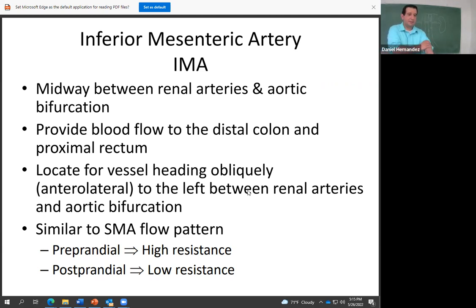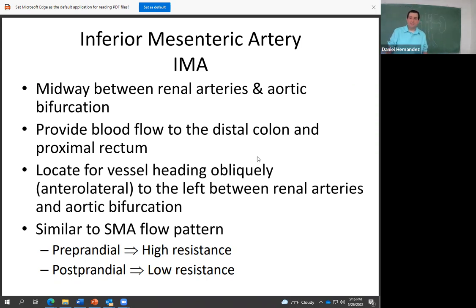So we look for the vessel heading obliquely and anterolaterally to the left between the renal arteries and the aortic bifurcation. What that means is it's going to arise anteriorly and slightly laterally to the left. It's easier to find this vessel in transverse and then turn on it. When you get down to around the level of the SMA in transverse, you'll be able to see a small little circle anterior to the aorta and slightly to the left. You can recognize that as the IMA, and then you can turn to sagittal and try to connect it back to the aorta itself.